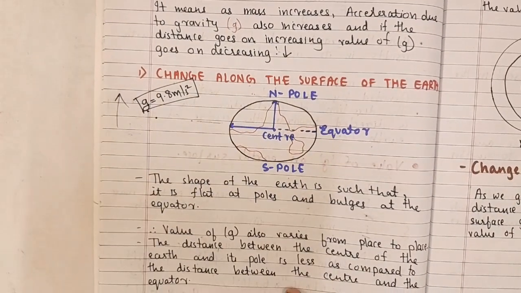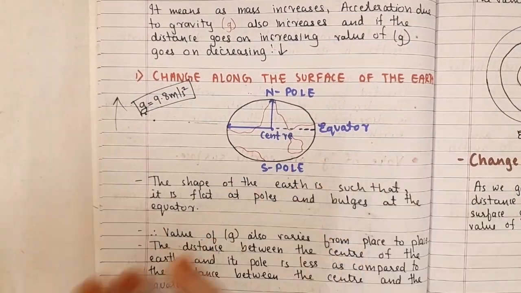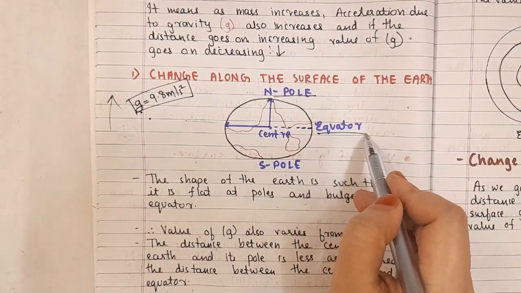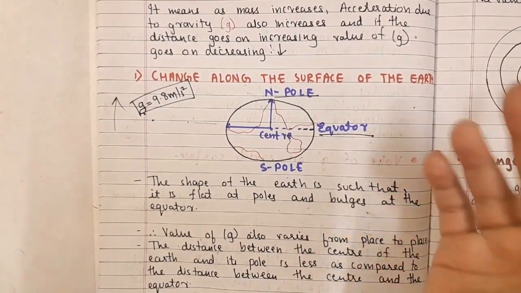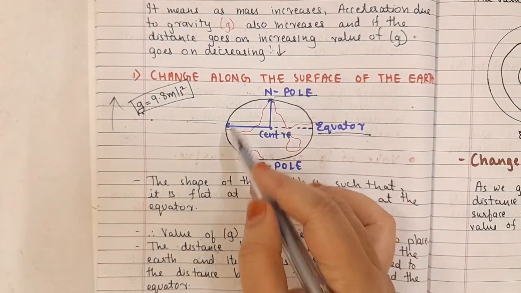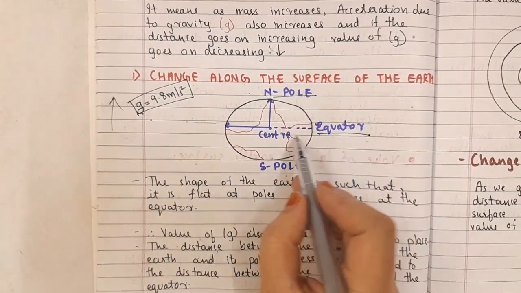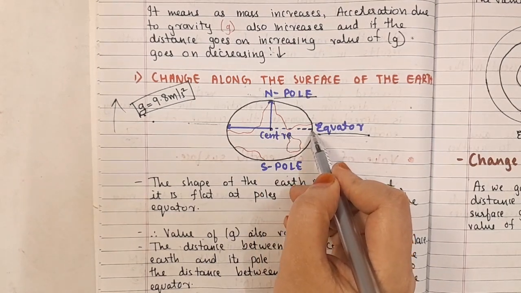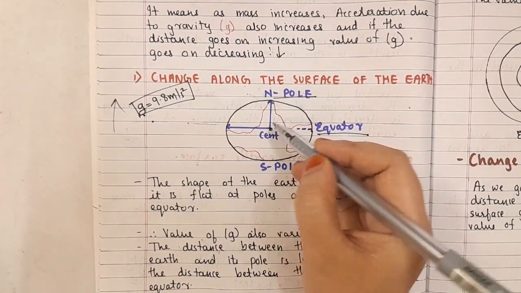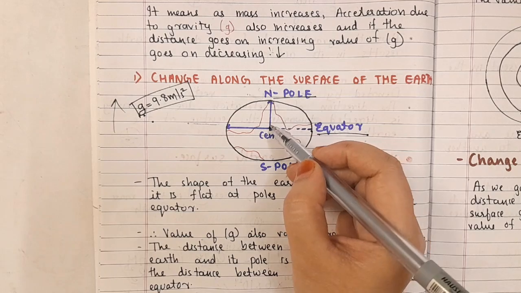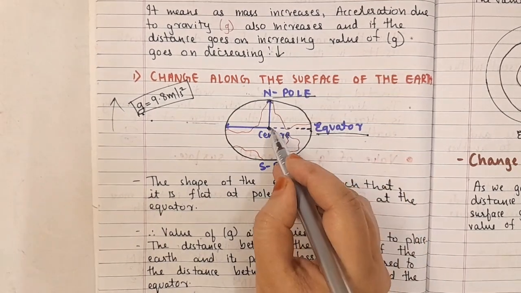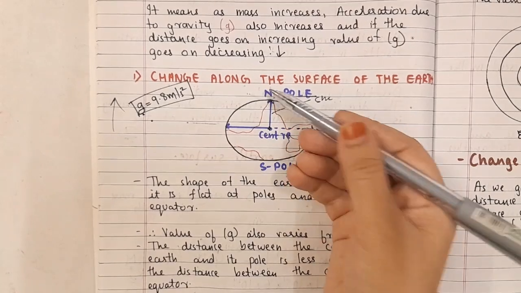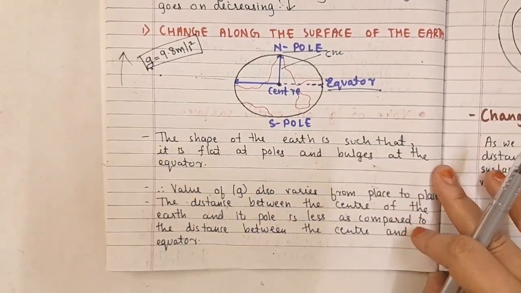Now we are going to see the value of g on different surfaces, like at the pole and at the equator. The earth is spherical in shape. The distance from the center of the earth to the equator is larger as compared to the distance between the center of the earth and the pole. So this is a larger distance and this is a smaller distance. These two are the poles, north and south poles.